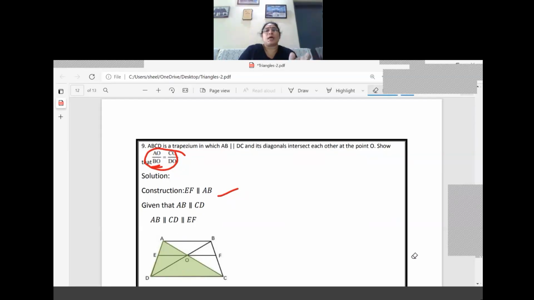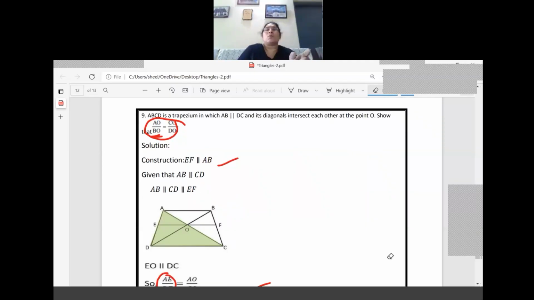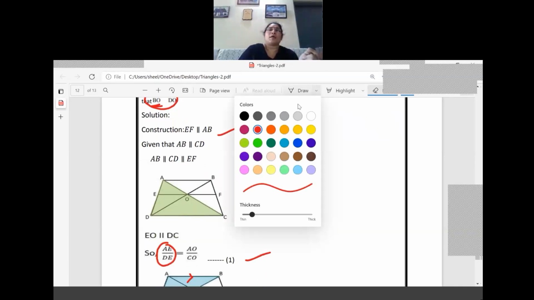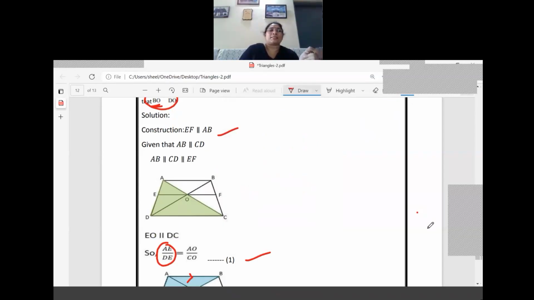Now we have to prove that AO by BO equals CO by DO. So what is the step we have taken? We have taken a construction EF parallel to AB. By this, what is happening? All the three lines are parallel. So we got the concept that AB is parallel to EF is parallel to DC. Now one by one we have to go.